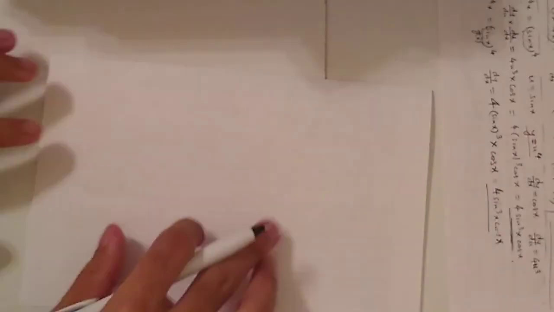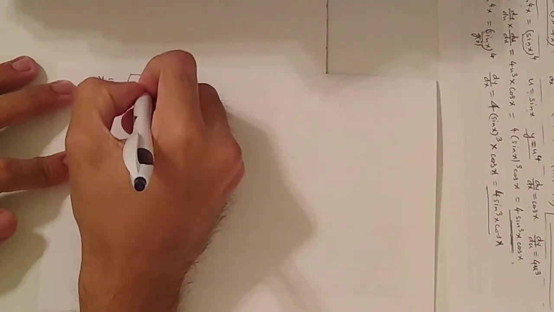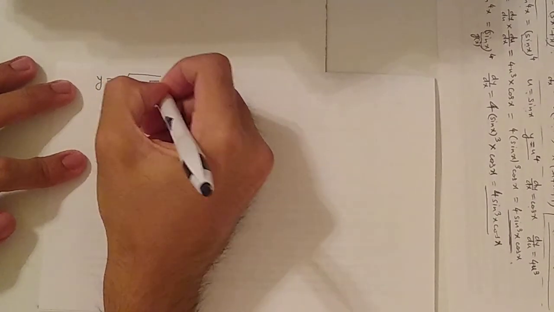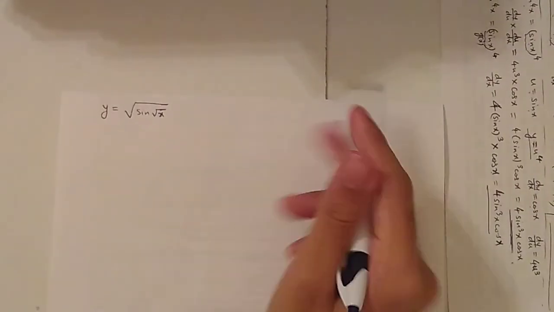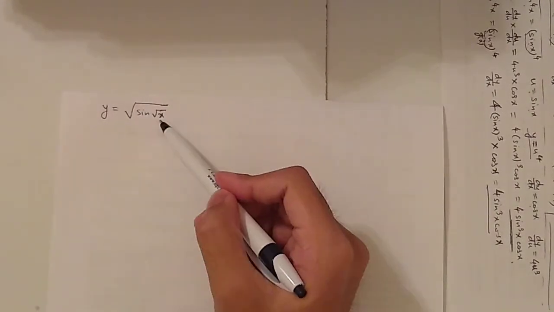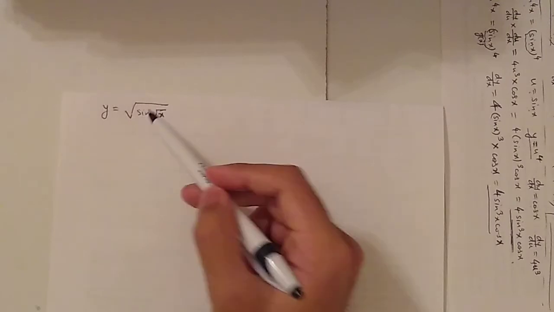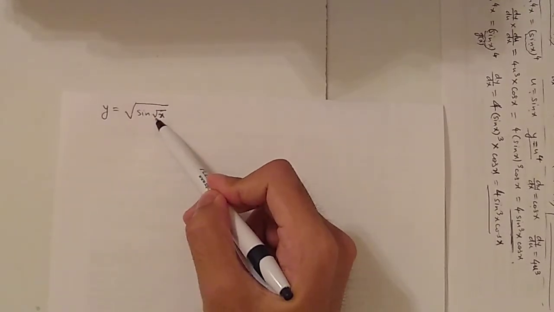In this example, you're going to have a more complex function. Let's consider y is equal to root of sine of root x. So we have an outer function root, and then we have an inner function sine of root x. But that sine of root x is also a function of a function, because for that one we have an outer function sine and inner function root of x.